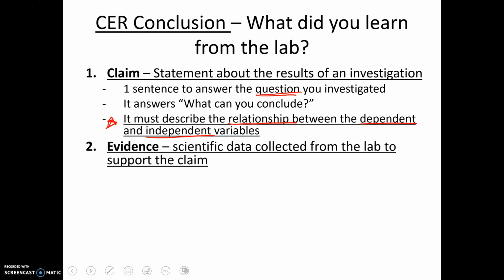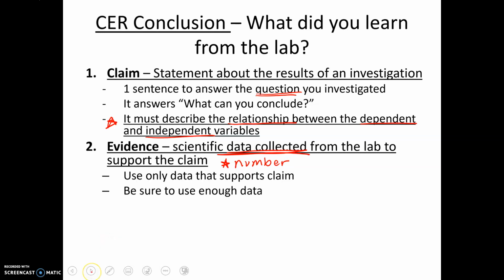Next, we have our evidence. Our evidence is that scientific data that was collected. So this portion we're actually putting in numbers. So I'm going to add here, we're going to put in numbers into our evidence section here. So again, we're using the data that supports our claim. And we have to make sure that we have enough data to actually support that claim. If we do not, then we might have to talk about a lot more errors and things like that. Or we might have to refute our hypothesis initially.